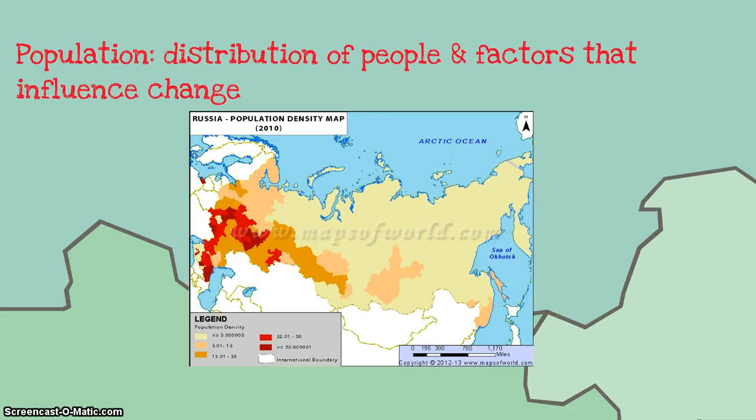The second unit we'll look at is population geography, how we understand the distribution of people and the factors that influence change. For example, why, in looking at this map, if we see the population density, the darker the color, the more people there are, why do most people in Russia live all the way on the west coast of Russia? There's huge expanses of land over here that hardly anyone lives in. So looking at population geography helps us understand those population patterns around the world.